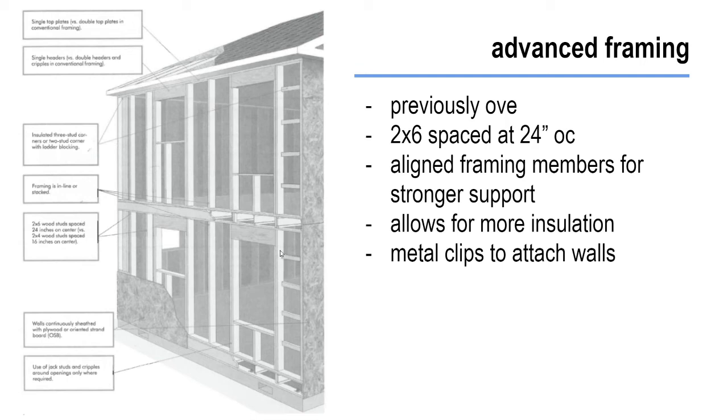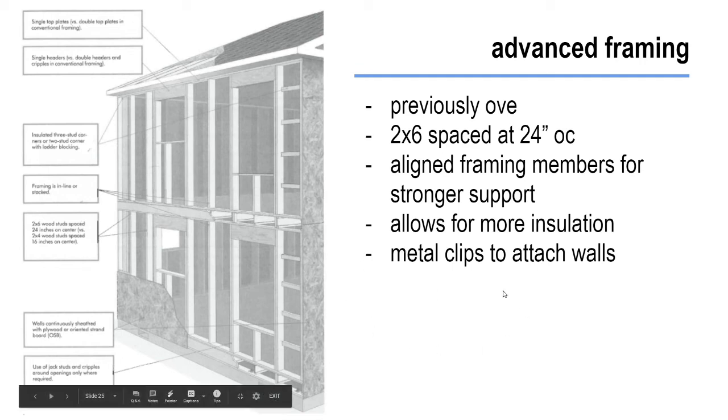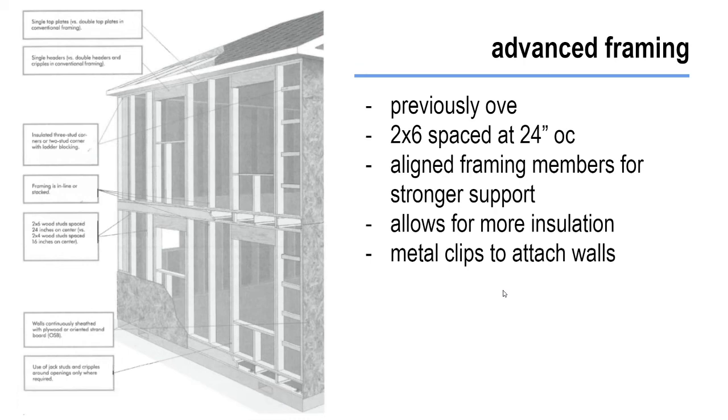By using 2x6s and spacing them 24 inches on center, now you only have about 6% of your structure being wood, but you still have that same amount of framing material and your structural integrity is the same. So not only does it reduce the amount of wood exposed to the surface of the wall, but it allows for more insulation inside of the wall, which is just going to then help reduce operation costs altogether.